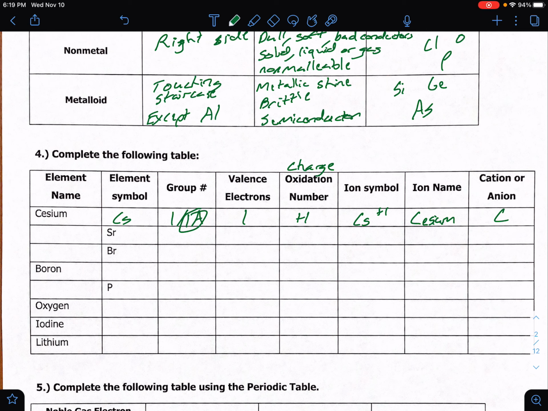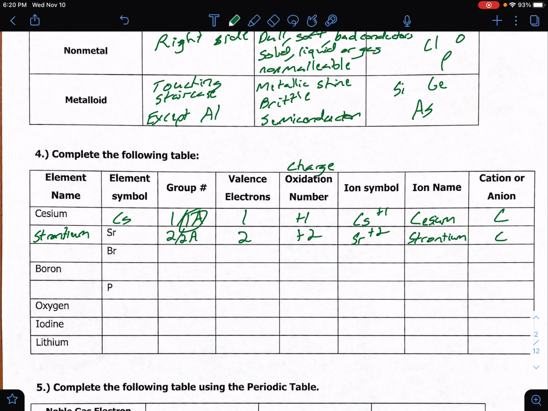Now, strontium, so Sr is strontium. It's in group 2/2A. It's going to have 2 valence electrons, which gives it a charge of +2. My ion symbol would be Sr with a +2. Its name, since it's a cation, means I'm not going to change the name at all. It's simply strontium, and it's going to be a cation.